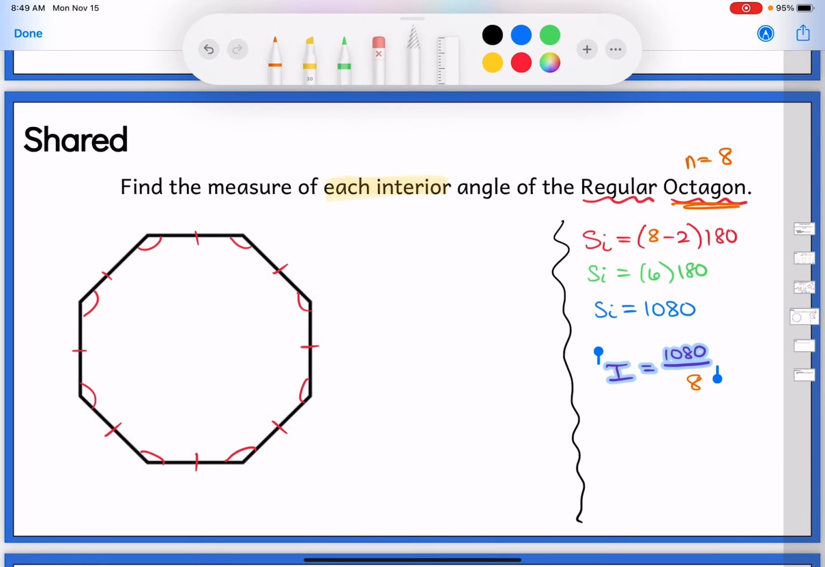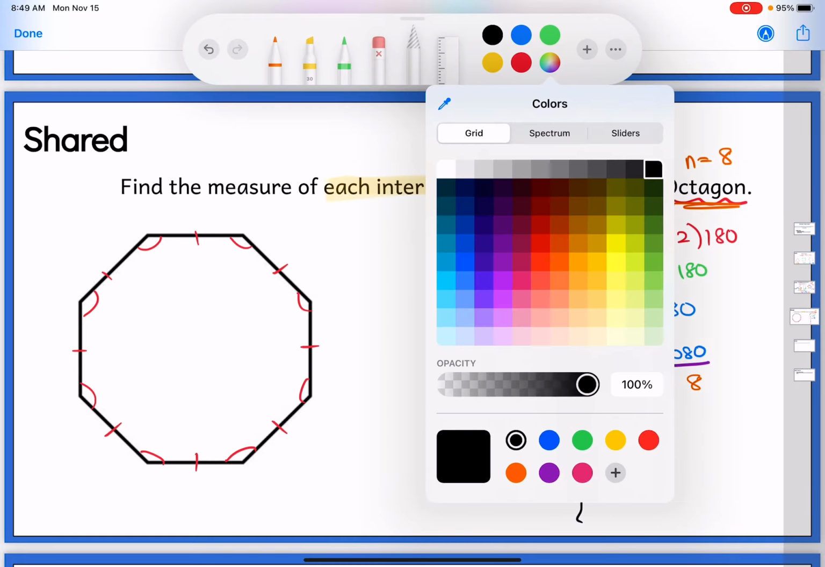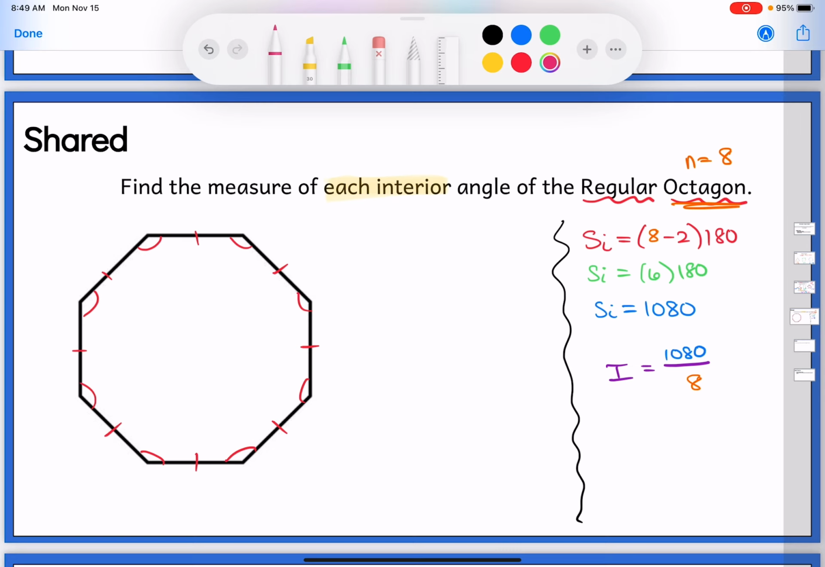The 1080 came from what we just figured out, right? So 1080 divided by 8 gives me 135 degrees. So that works, right? That's definitely one possibility.